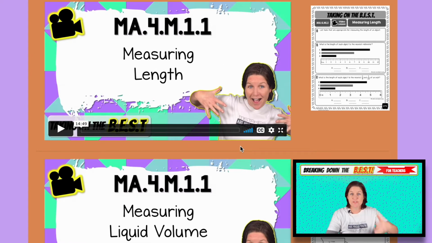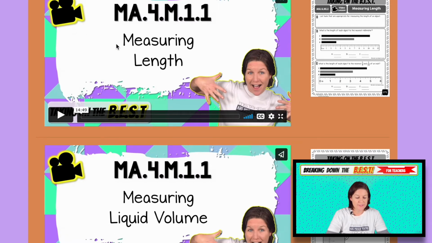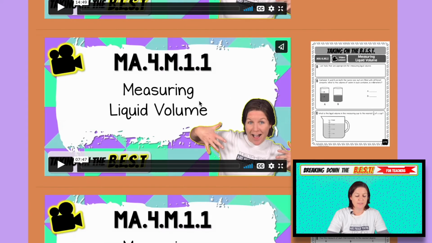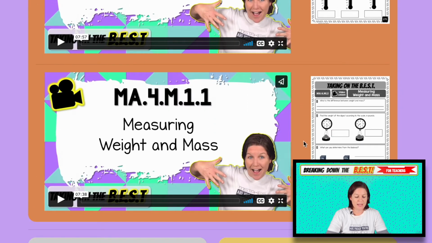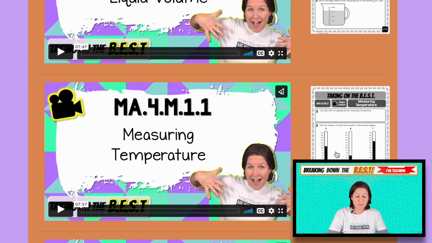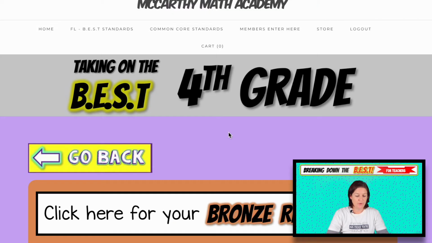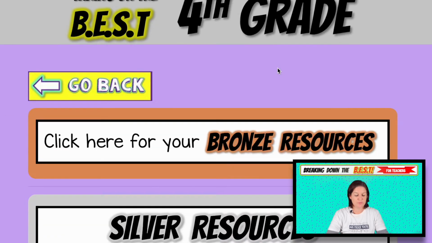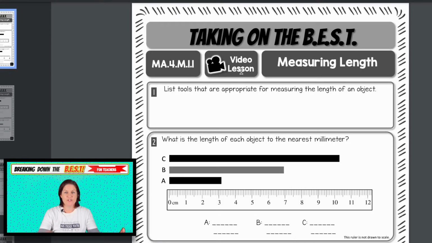So the bronze, silver, and gold members all have access to this page. These are the video lessons, and these are the topics that we're going to go over: measuring length, measuring liquid volume, measuring temperature, measuring weight and mass. These are all video lessons, and then right next to the videos are the printables, which I'm going to show you in the Silver plan. Okay, bronze members, you do have access to those printables, but when we click on the Silver plan to get access to all the printables, they look like this, and it just gives you everything together.